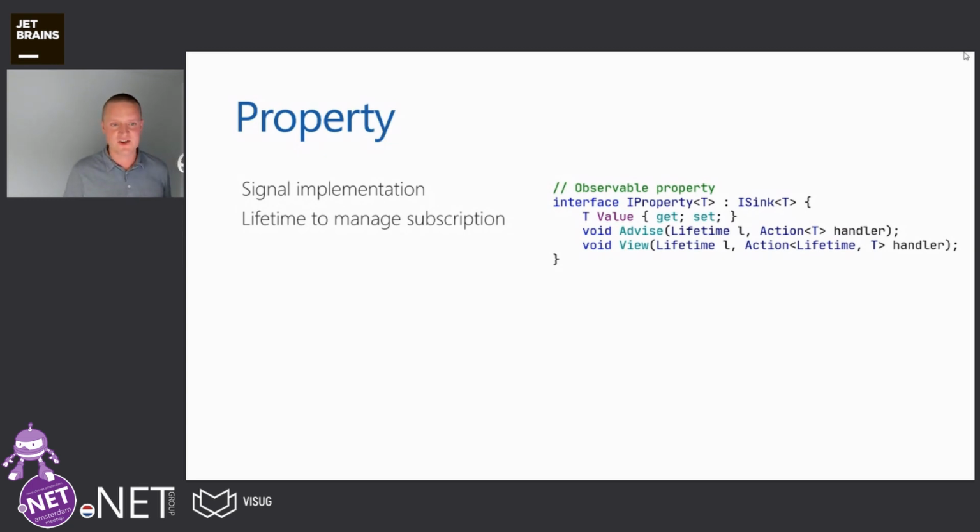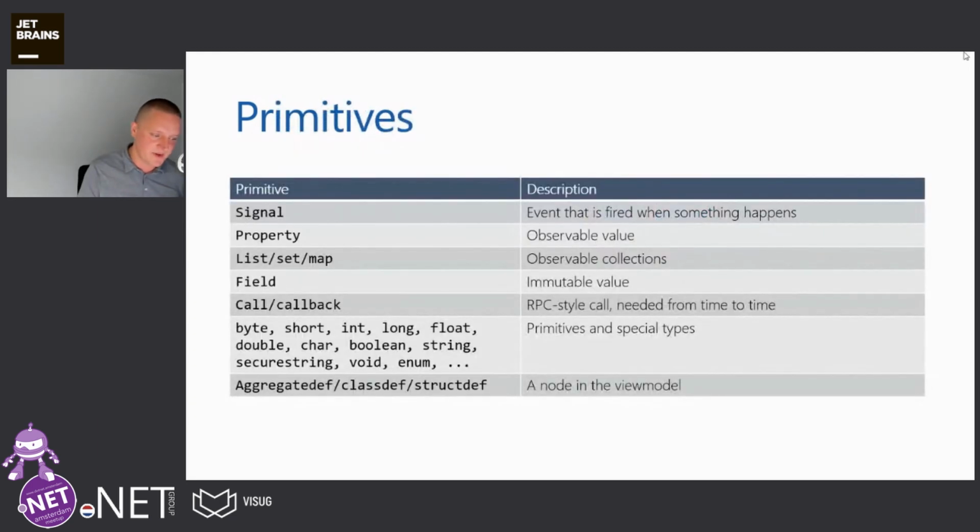That's really a combination of an event and so on that happens, and to a property you can subscribe to it or you can see what the current value is. All details, I'll go into that a little bit later in an example. There's some primitives in the protocol as well.